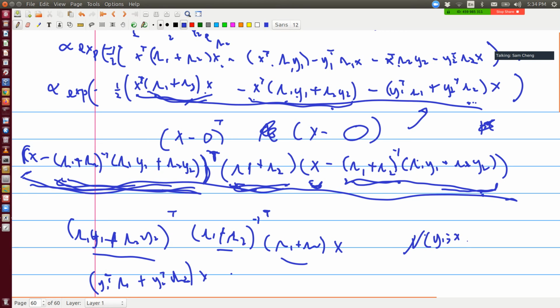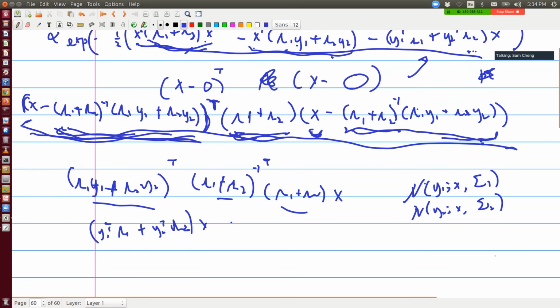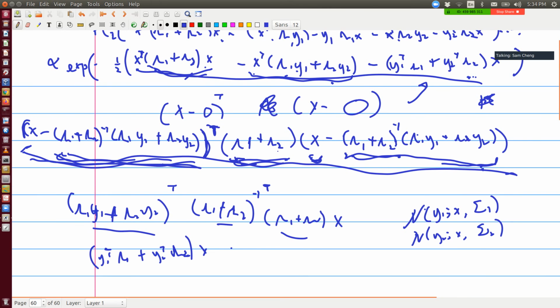y1 | x, sigma 1, or sigma y1, multiplied by y2 | x, sigma 2. We just want to see what multiple we get. When we multiply that, in terms of x alone, it's a Gaussian distribution, right? With some constant. So it will be something like a Gaussian, and you can read the mean here.